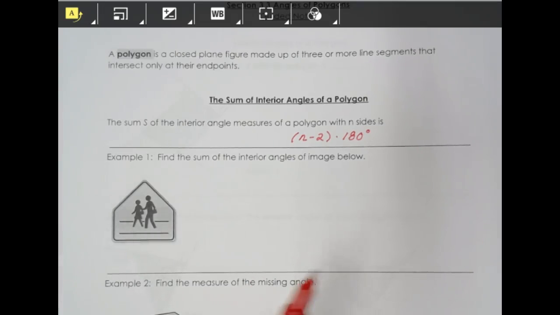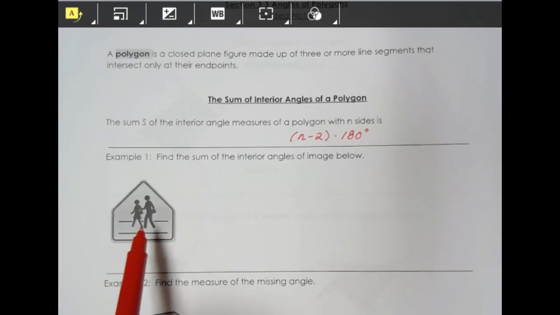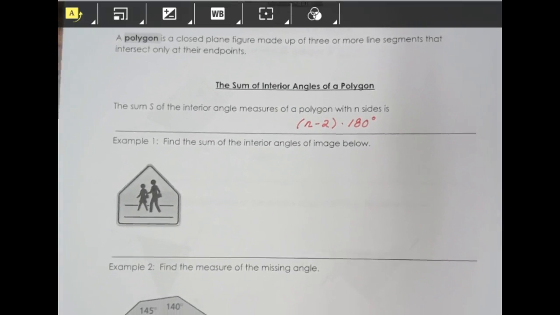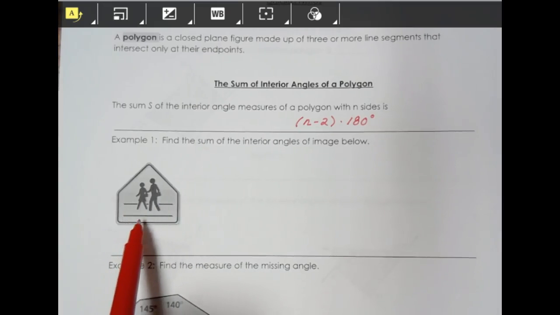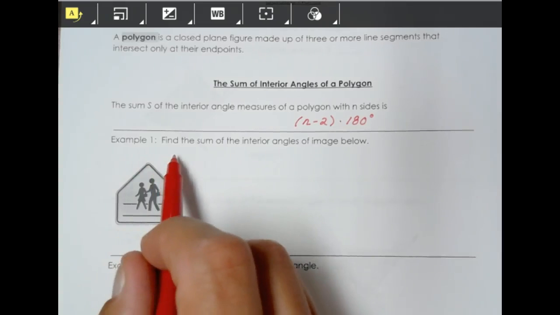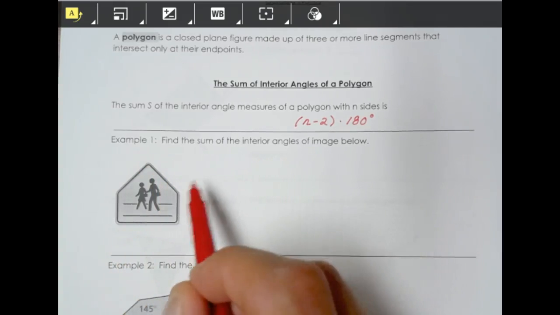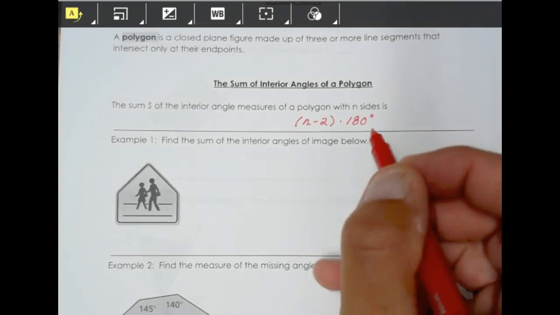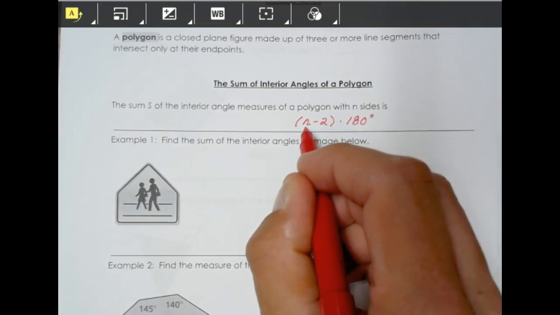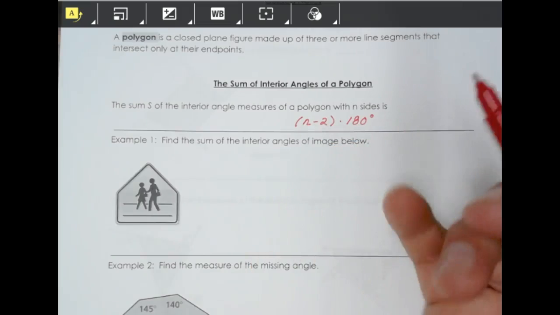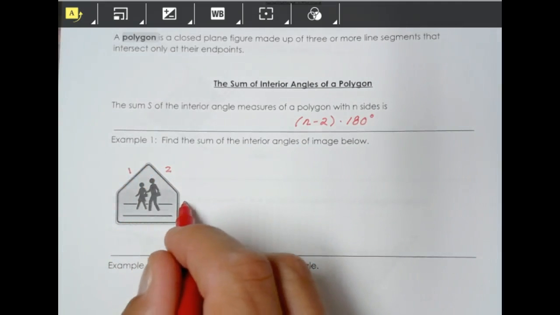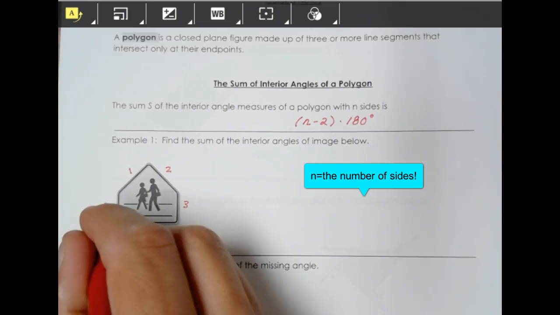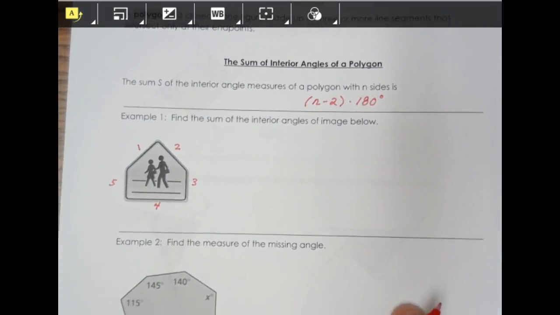So polygons are all over in the world. We notice them with stop signs. Here's a pedestrian crossing sign. These shapes are especially useful in the driving community. We have polygons everywhere, and this is just one example. Example 1 asks us to find the sum of the interior angles of the image below. The number one thing I want to do is find the number of sides. That's the n value. That's the only number I need to know in order to find the total angle sum. So let's count the sides. There's 1, 2, 3, 4, and 5. This is a 5-sided shape, this pedestrian walking sign.